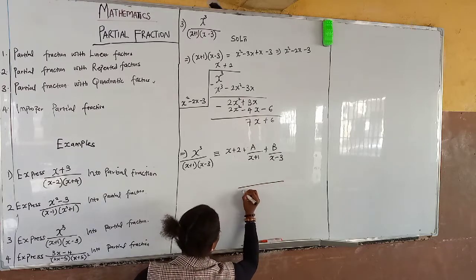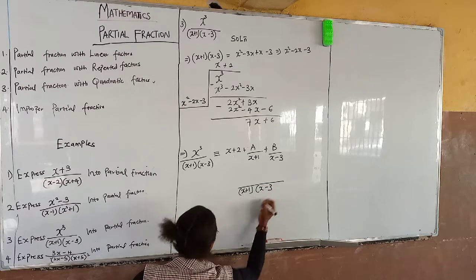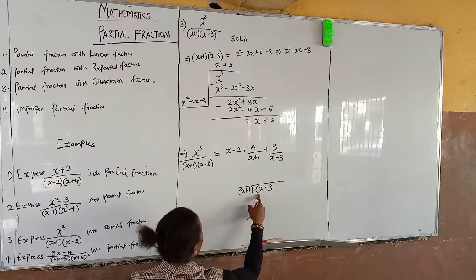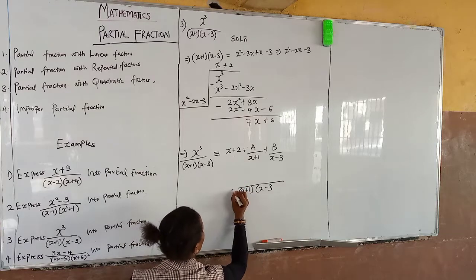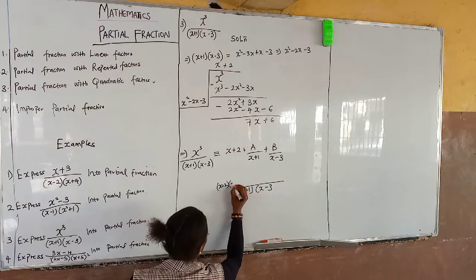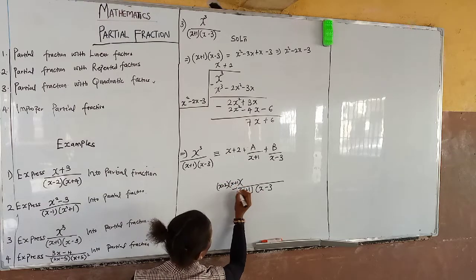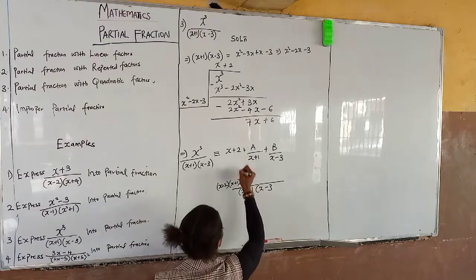So my LCM will be what? x plus 1 and x minus 3. If this goes into all over 1, it's the same thing. And we have x plus 2 multiplied by this, x plus 1 and what? x minus 3. That's the whole of this, like all over 1.